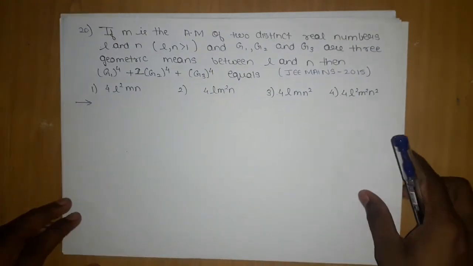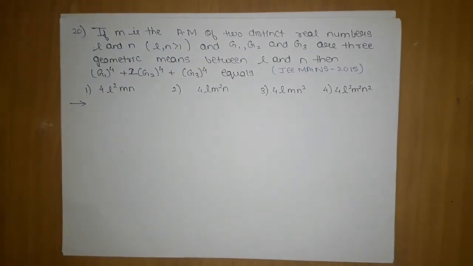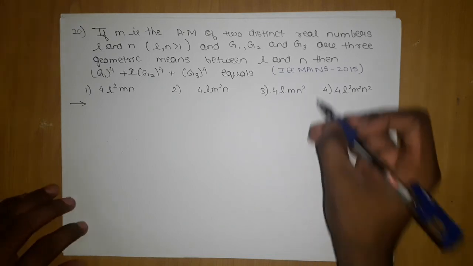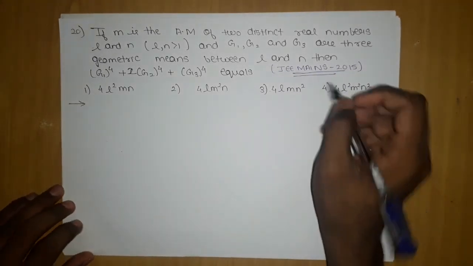So the next question is as follows. The question says, if m is the AM of two distinct real numbers l and n, with l, n greater than 1, and g1, g2, g3 are the three geometric means between l and n, then g1 power 4 plus 2 g2 power 4 plus g3 power 4 equals what? The options are 4l square mn, 4l m square n, 4l mn square, 4 l square m square n square. This question was asked in JEE in 2015.